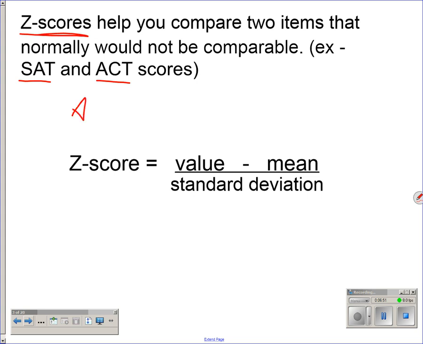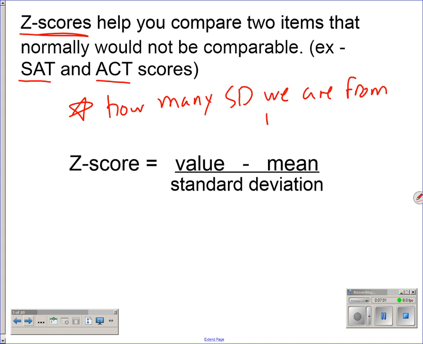And they can do that with any set of data, which I think is pretty cool. So basically what a Z-score is in comparison to a standard deviation is it tells us how many standard deviations we are from the mean. And later on in the class, we're going to connect this to a normal distribution curve, and we're going to talk about how, in a perfect world, in the normal distribution, what the percent breakdown is of standard deviations away from the mean.